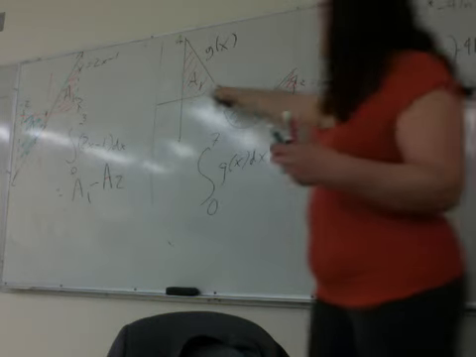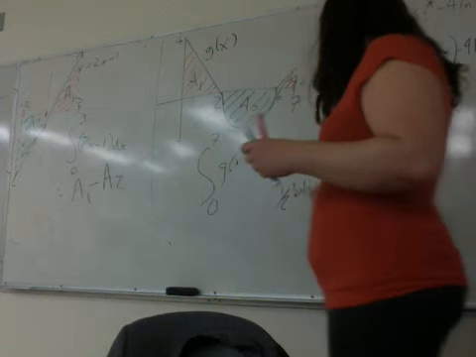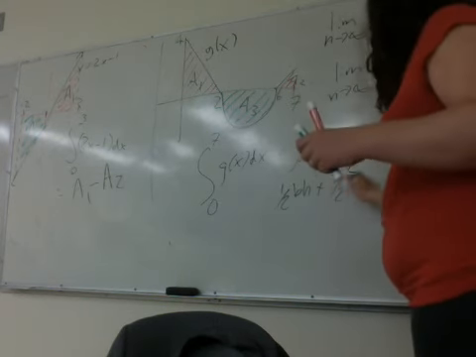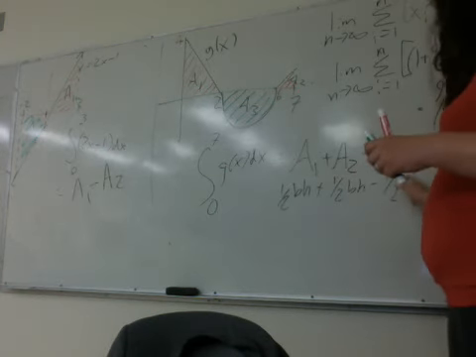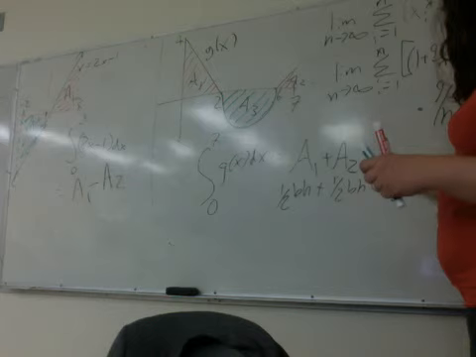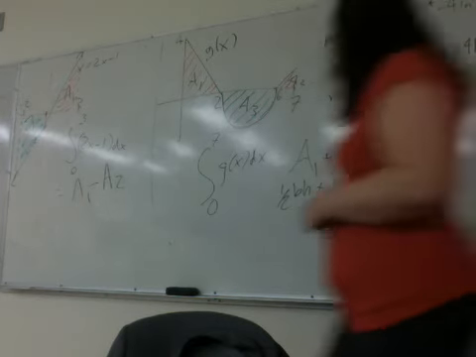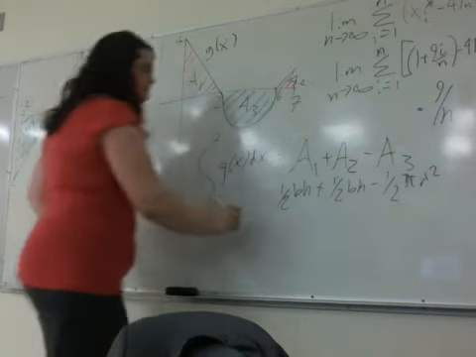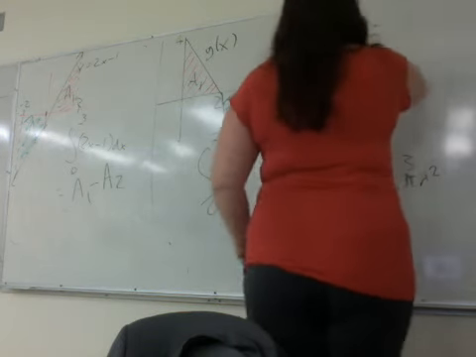So area 1 is a triangle. The area of a triangle is half times the base times the height. Area 2 is also a triangle. Area 3 is a semicircle. The area of a semicircle is half the area of a circle. So it's going to be 1/2 pi r squared. Here, the base of this triangle is 2. The height is 4. Actually, I'm going to erase this and put it up in that corner.